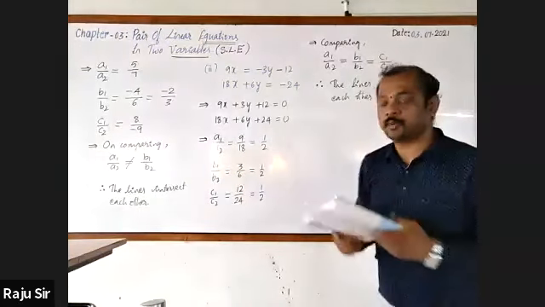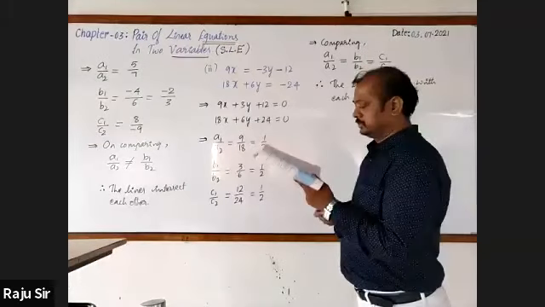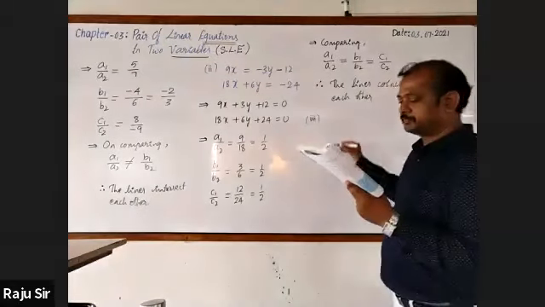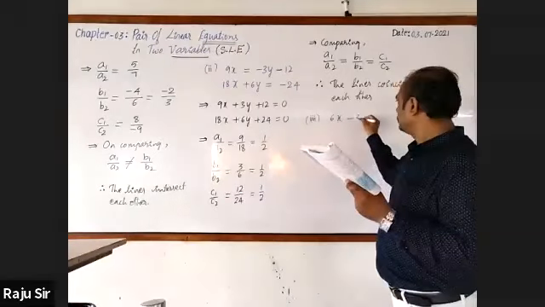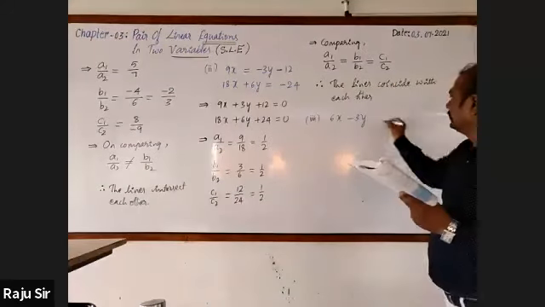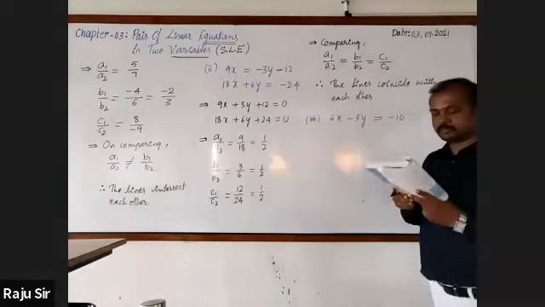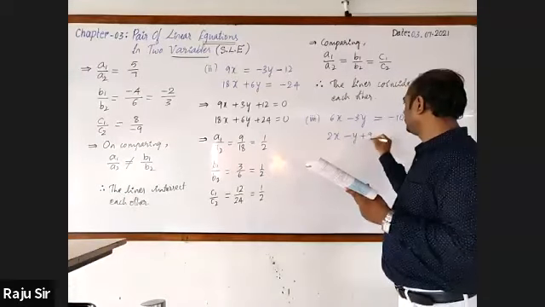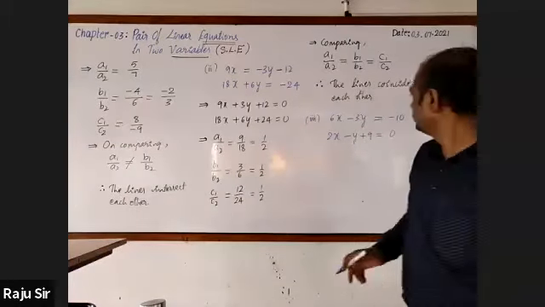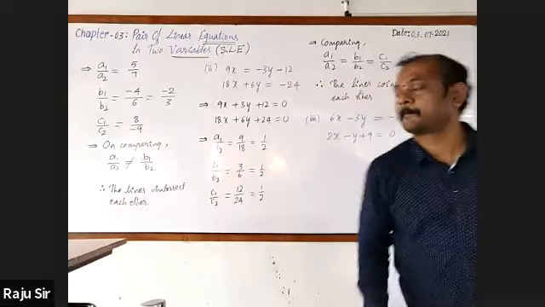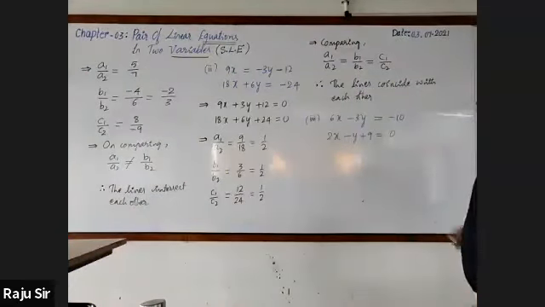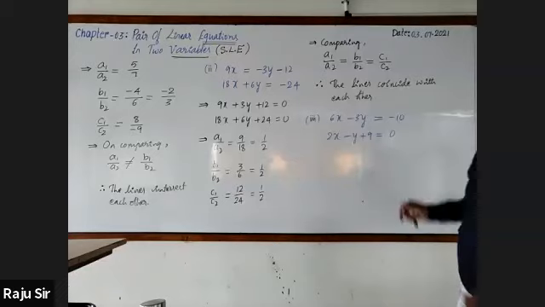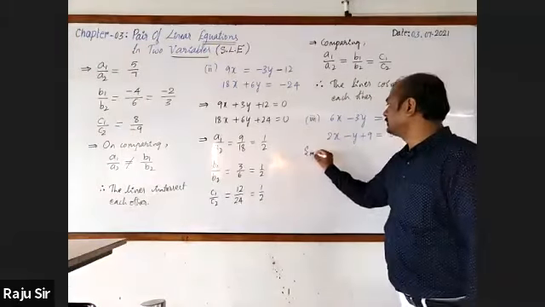Next, I go for taking one more. The third one is 6x minus 3y is equal to minus 10, and 2x minus y plus 9 equal to 0. Inconsistent, sir? They are parallel. They are parallel. Very good. It's very simple.